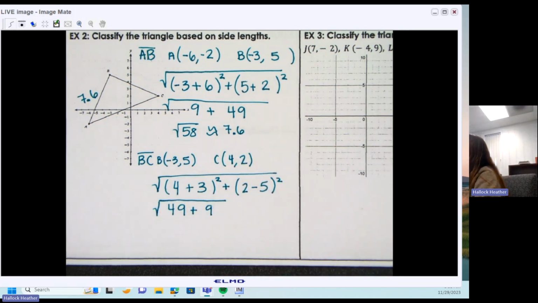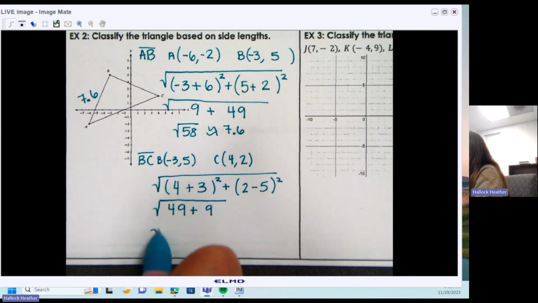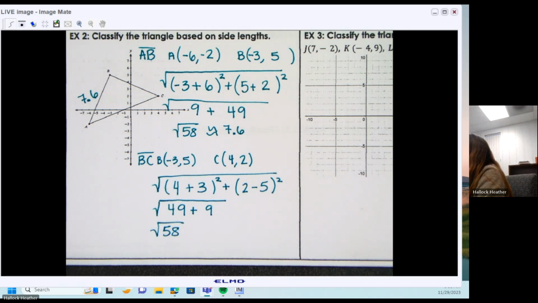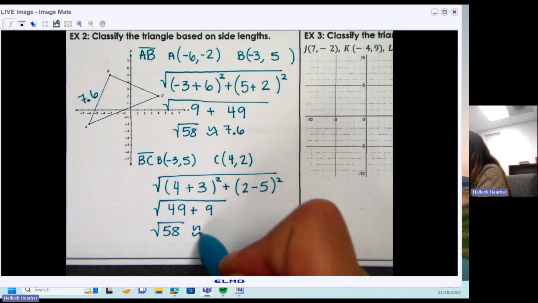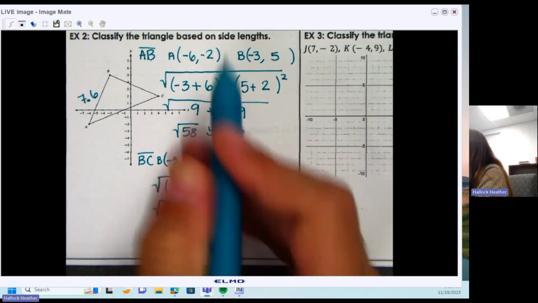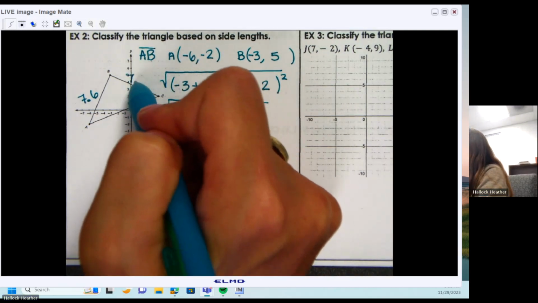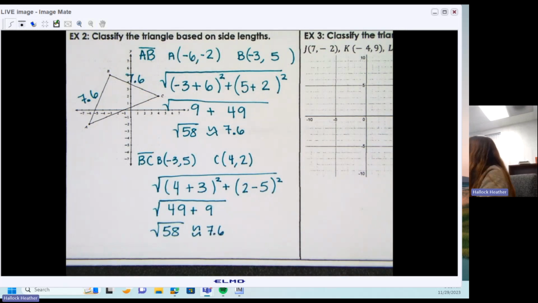What a coinkydink. In this case, I have square root of 58, and that is the same as this. So it's around 7.6. So what kind of triangle would this be? Isosceles.